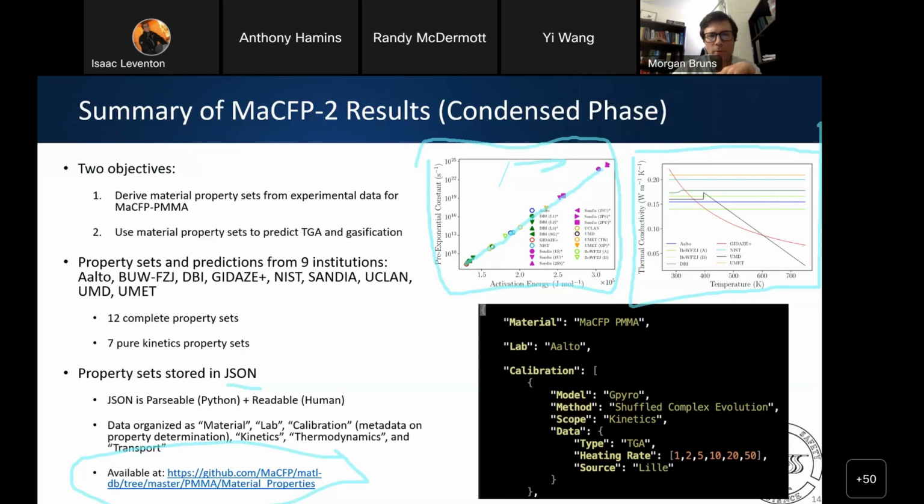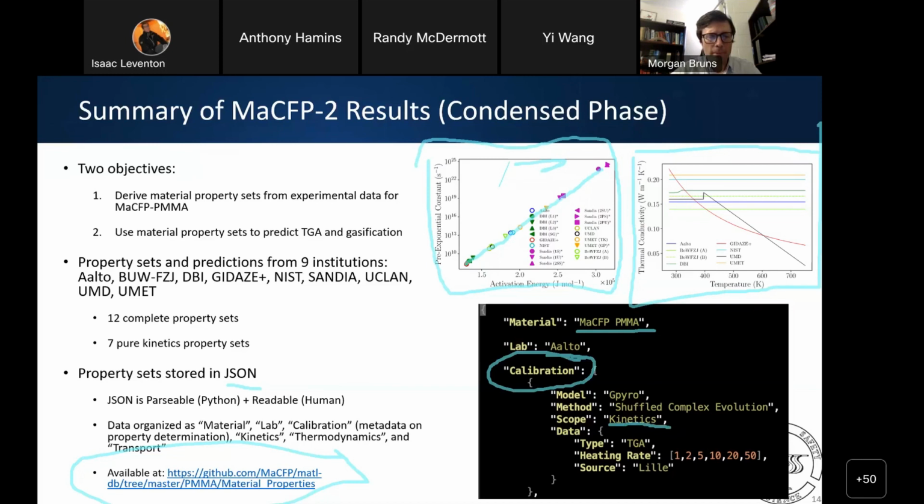So if you're looking, and this is just a snippet from the property set provided by Alto, they have material name specified, the lab who created this property set, and then the first main block of this data object is metadata about how they obtained the properties, and this is listed under calibration. So what model did they assume, what method was used, what was the scope of their calibration, so what did they fit over, it was defined kinetics against TGA at different heating rates from Lille.